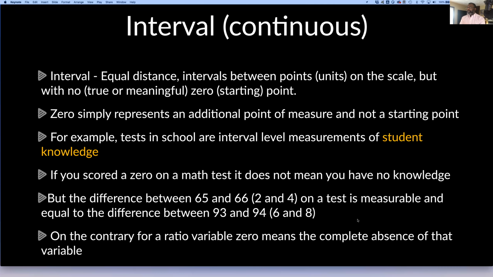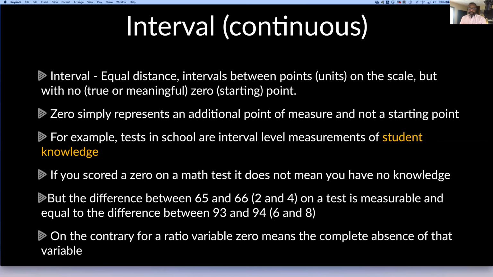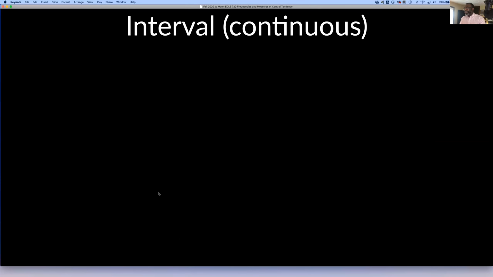On the contrary, in a ratio variable 0 means the complete absence of that specified variable. So if I've got 0 money in my bank account, I cannot go out there and buy a car. I just have no money. I can argue that it's an arbitrary point, but I'm not going to get very far.